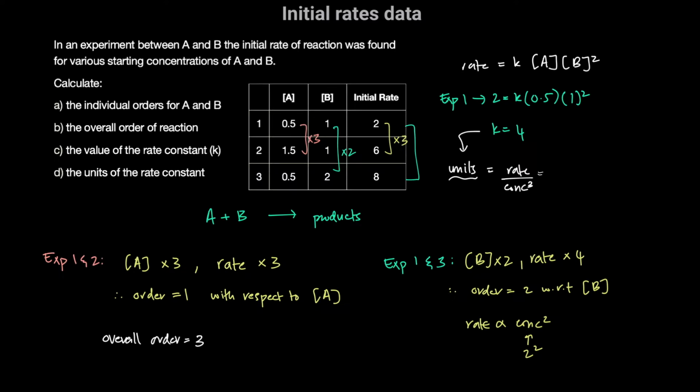So the units for rate will always be moles per decimeter cube per second or per minute, depending on what's given to you, divided by concentration cubed, which is mole cubed dm to the power of minus 9. So what does that come out to? We have mole to the power of 1 divided by mole to the power of 3, that is mole to the power of minus 2. 1 over mole squared, that's mole to the power of negative 2, dm to the power of 6 per second. So here this is the value of K with its units.